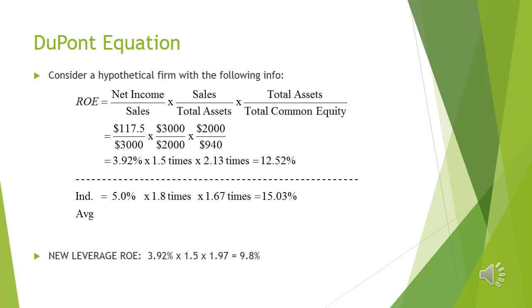And finally, since the equity multiplier is high, it basically means that it has much higher debt compared to the industry average. You can see the equity multiplier of 2.13 versus 1.67 for the industry average. And again, I refer you to the end of this video, which will help you gain a better understanding of why a higher equity multiplier means higher debt.